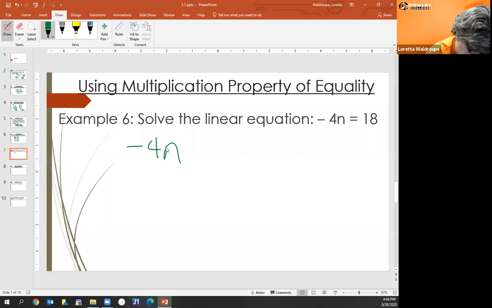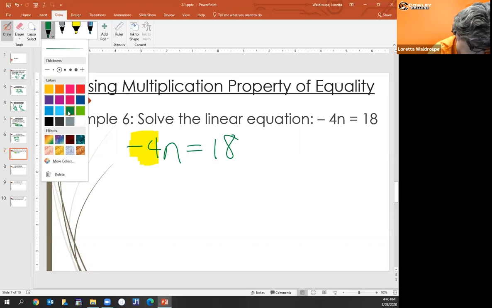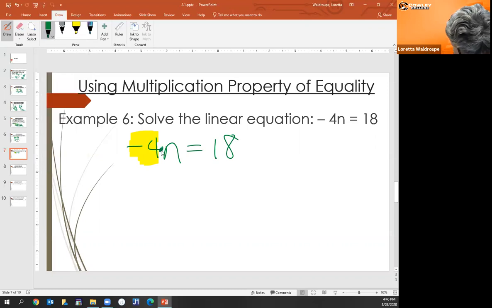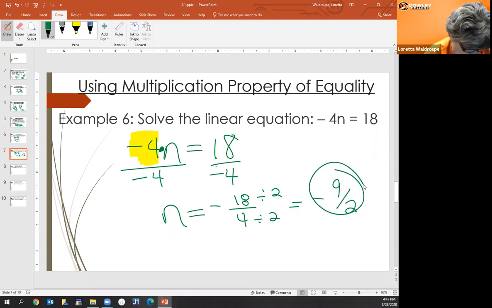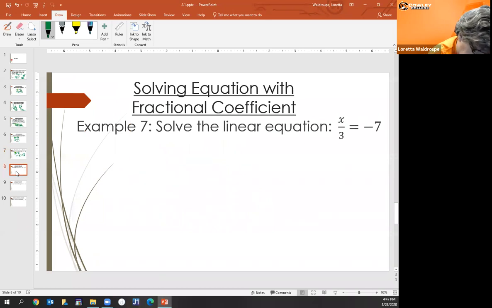Negative 4n equals 18. So we know we want to move the negative 4. Now people have a tendency here of wanting to add 4. But remember, this is implied multiplication. So if it's multiplied, I divide. N equals negative 18 fourths. But both of those are divisible by 2 so that I can reduce it. So I get negative 9/2. Okay.